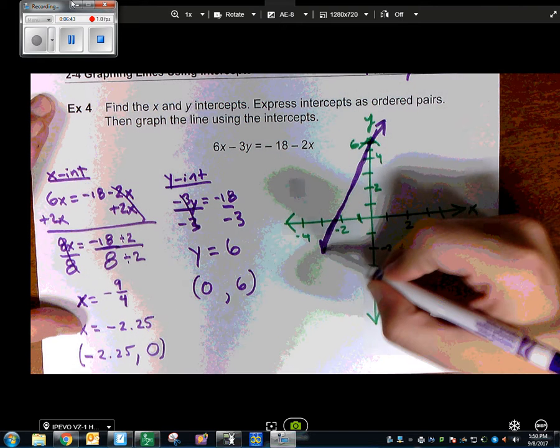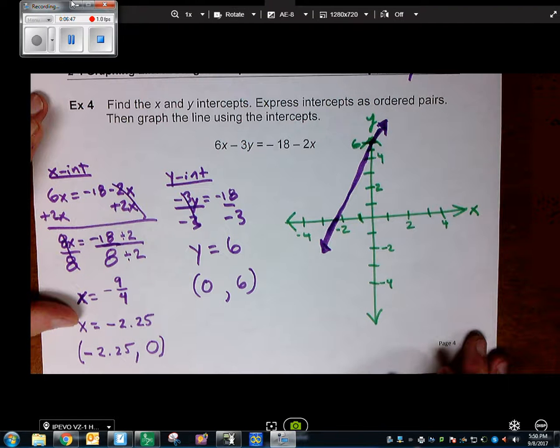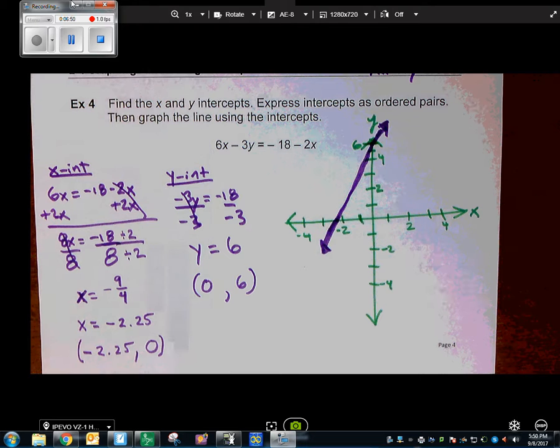And there you have it. There's our line. There's our line graphed using the intercepts. And this example is done.